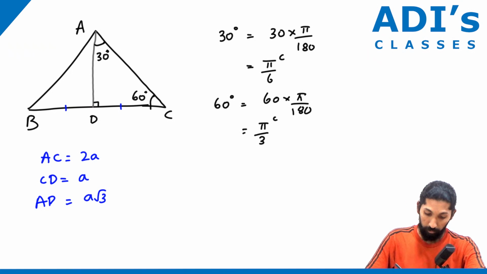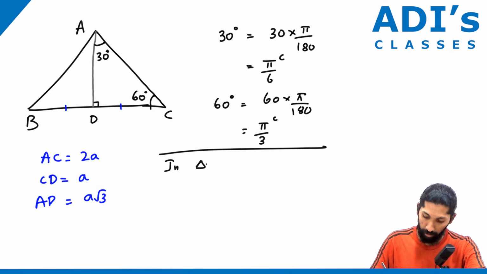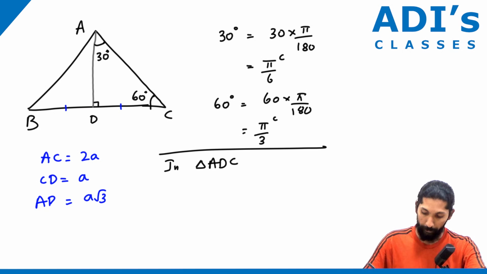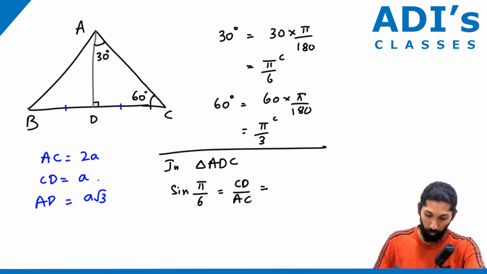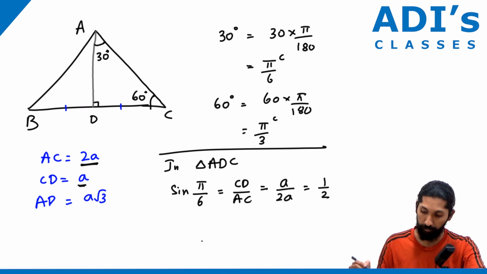Now take the triangle ADC. That means what we'll do in triangle ADC. Now what we have is we'll start with 30 degree. Sine 30 or sine pi by 6. This will be opposite side is CD and the hypotenuse is AC. This by AC. So what is CD? It's a. What is AC? 2a. So you have a divided by 2a, which is equal to half.